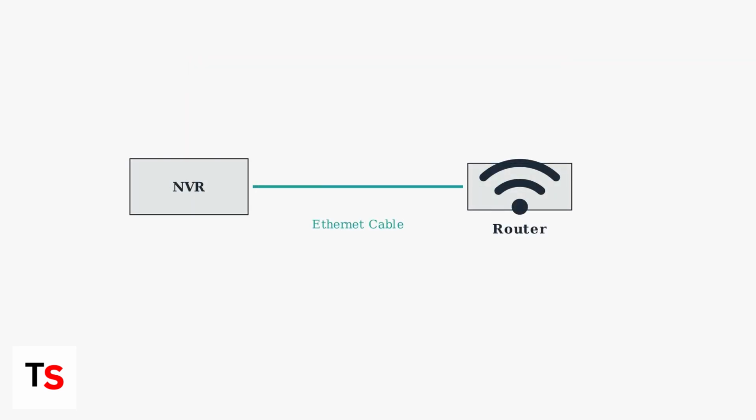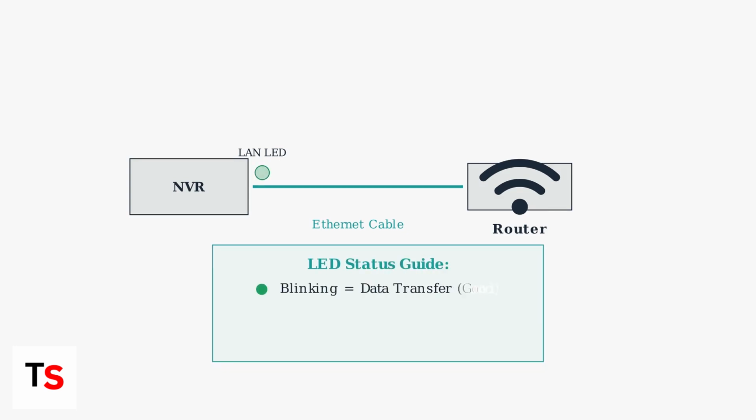The first step in diagnosing connection issues is to check the LAN port LED indicator on your NVR. This small light provides crucial information about your network connection status. A blinking LED light indicates successful data transfer between your NVR and router. If the LED is completely off, this suggests a problem with the router connection that needs immediate attention.